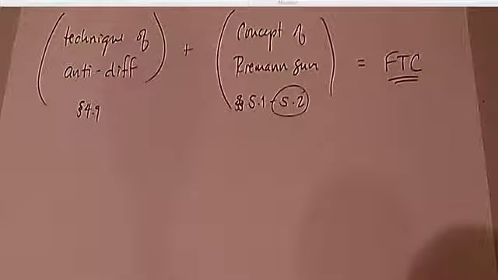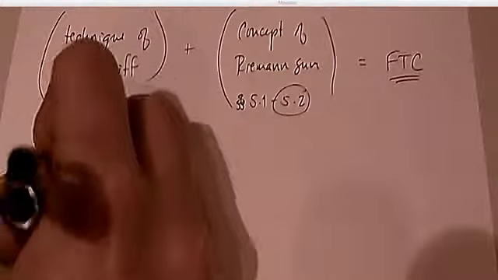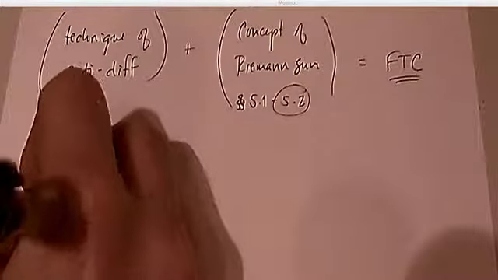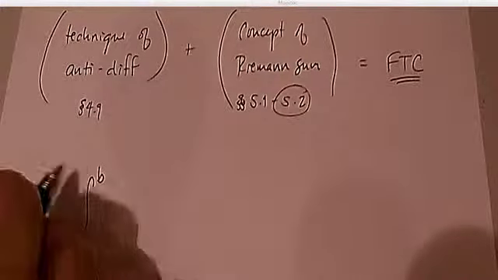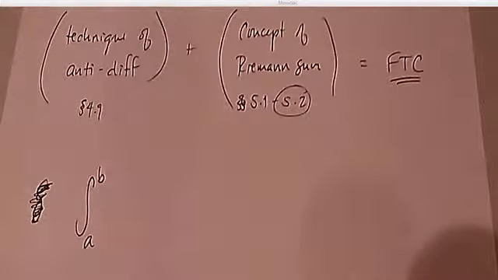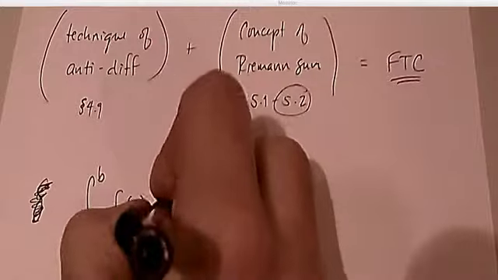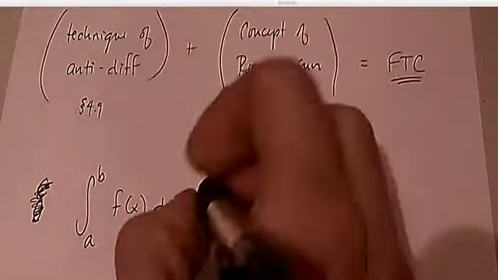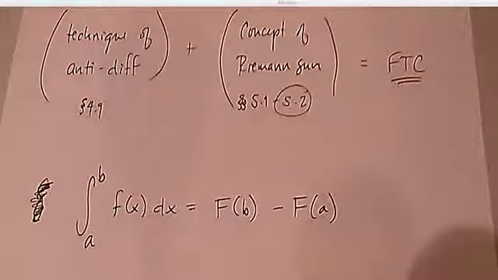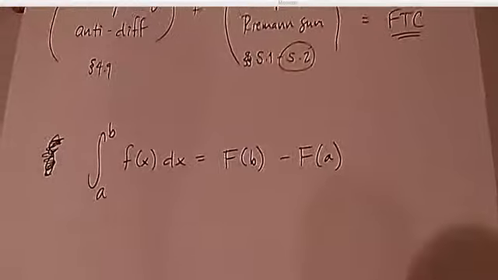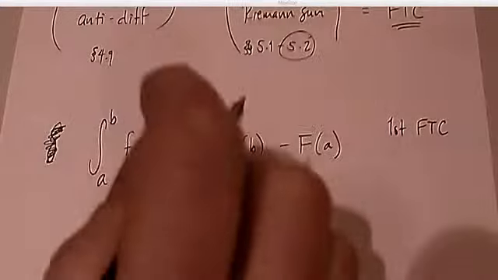But basically, if I have the integral from a to b, and remember a to b represents the interval that we're dealing with, of f of x dx, remember, the integral is F of b minus F of a, where F is the antiderivative of f. That right there is what is usually termed the first fundamental theorem of calculus, okay?